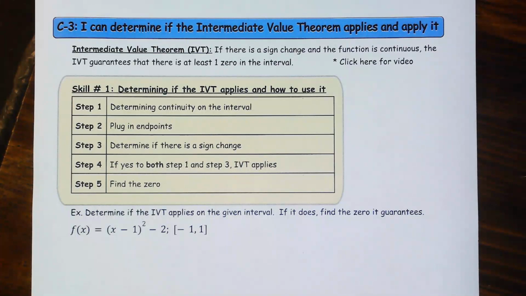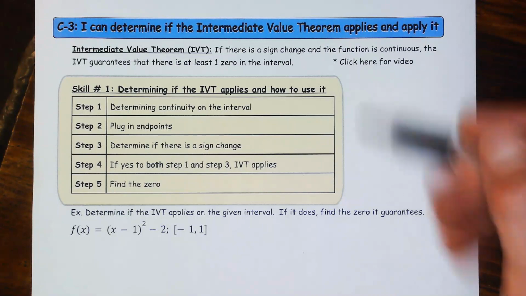All right, Mr. Dodd back with the final unit in continuity. I can determine if the interval or intermediate value theorem applies and apply it. So the intermediate value theorem basically says if there is a sign change and the function over the section being asked about is continuous, the intermediate value theorem guarantees that there's at least one zero in the interval.